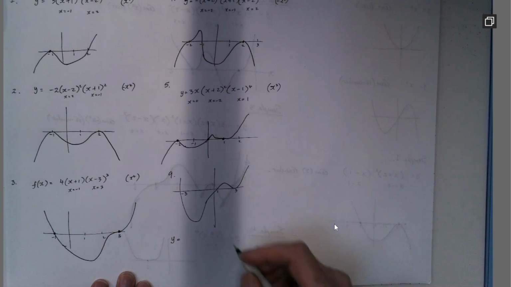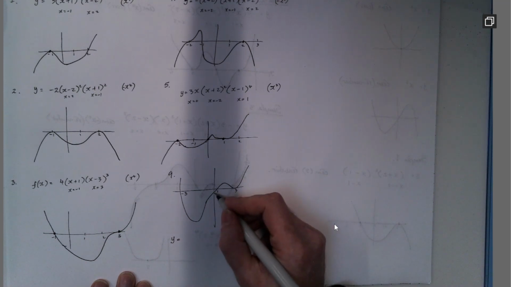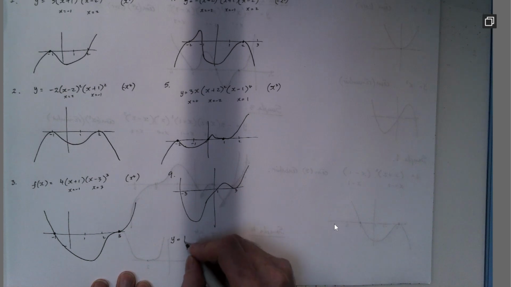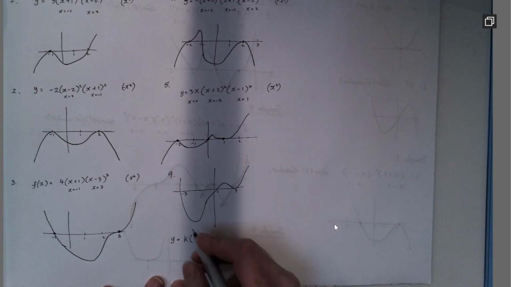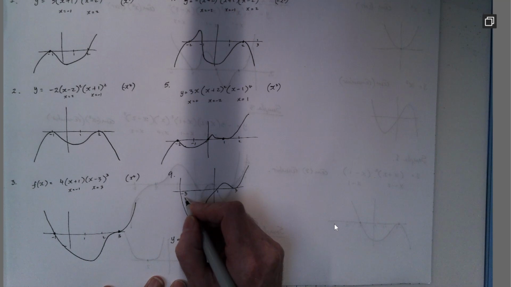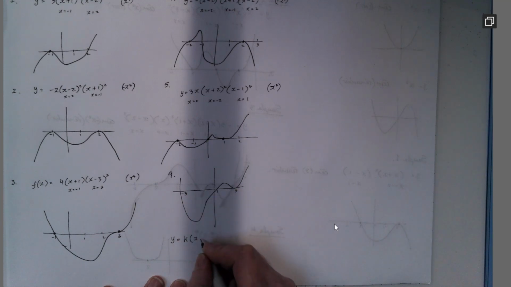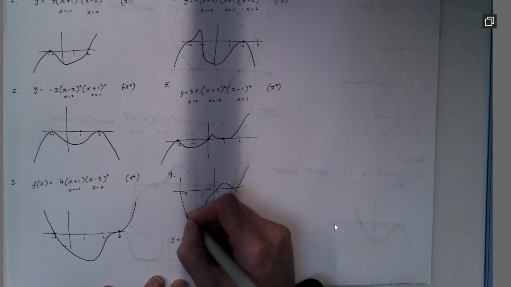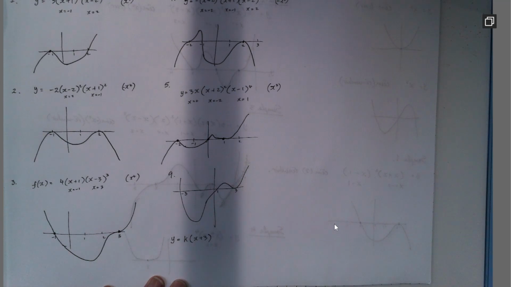Now, the constant value, k, is going to be multiplied by the factors. Okay? So the equation is going to have k in front, with brackets. x equals minus 3, so x plus 3. Now, it has got a straight crossing, so that means it's just to the power of 1.